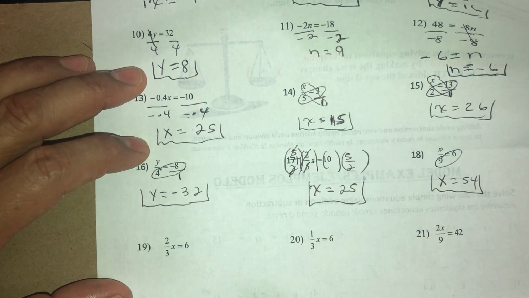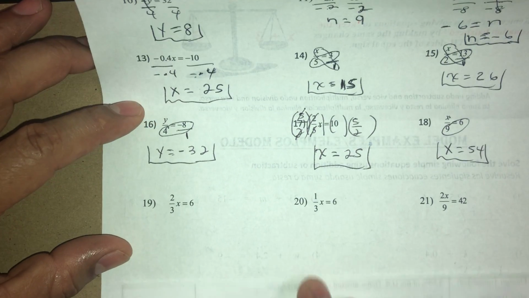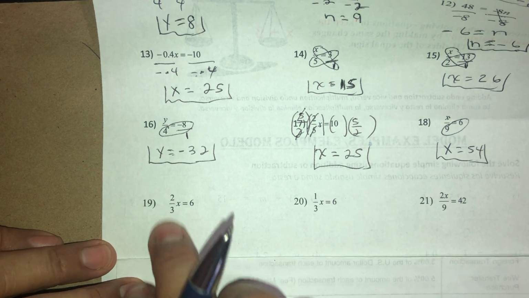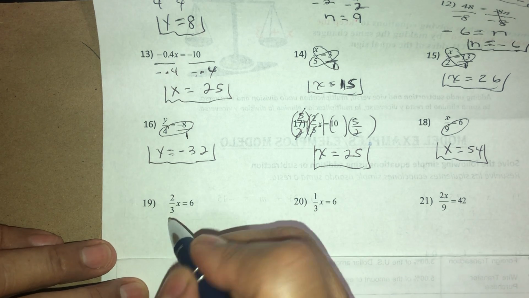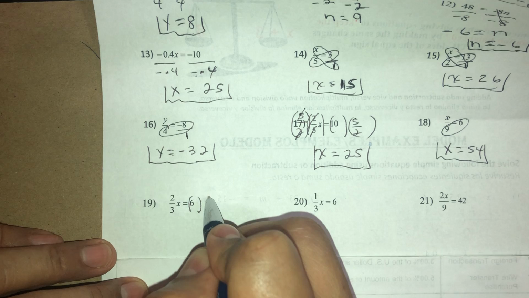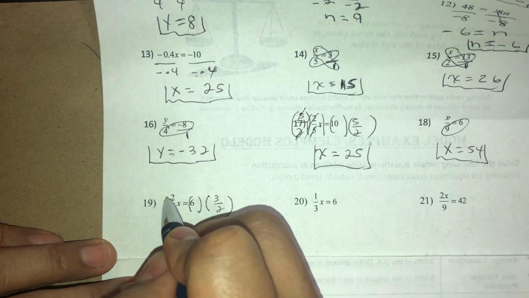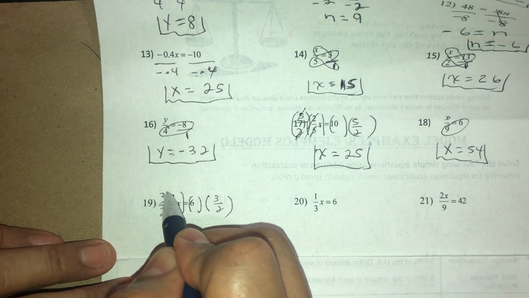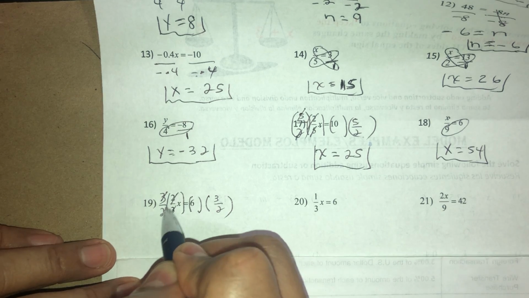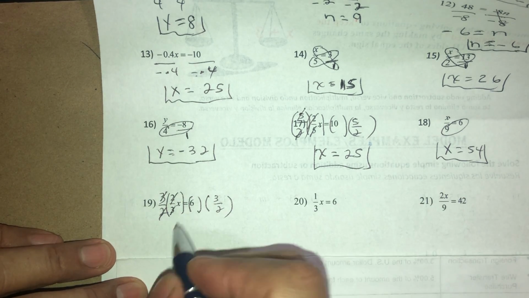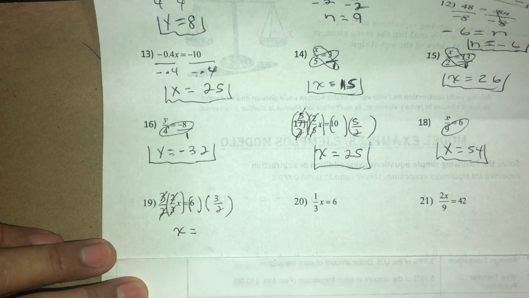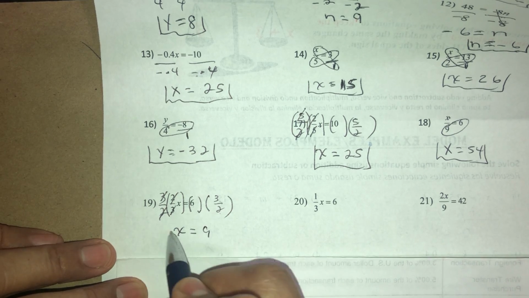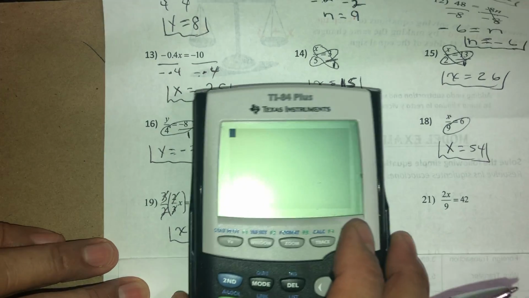Now, this one is just like those. I'm going to do this the same way I did that. To eliminate the 2/3, I will multiply both sides of the equation by the reciprocal, which is 3/2, okay? By doing so, what happens? The 3 cancels with the 3, the 2 cancels with the 2, because you can cross cancel when you multiply fractions, and you multiply 6 times 3, which is 18, divided by 2 is 9. Or use your calculator, just like I said before, right?